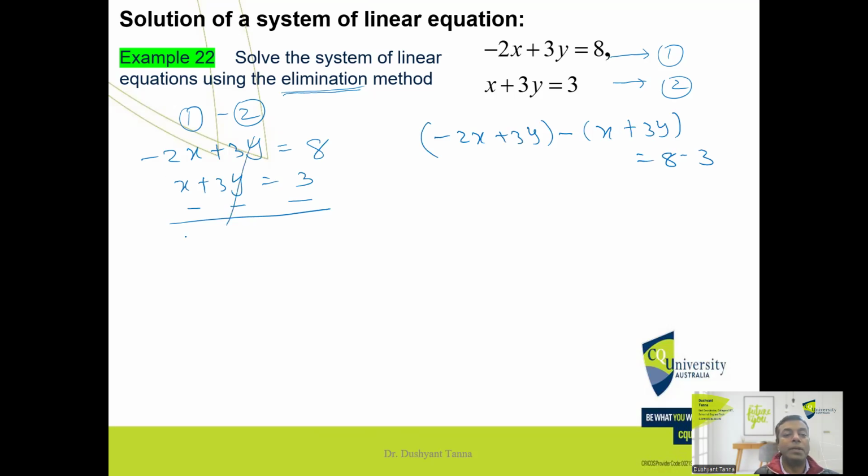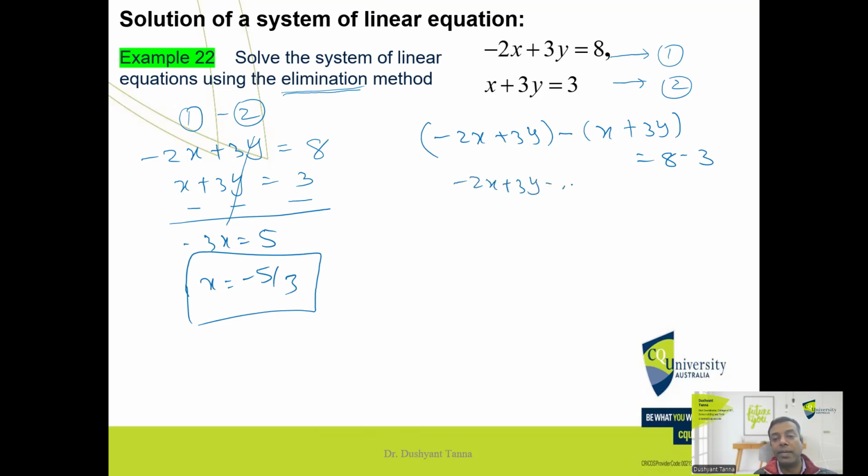Y will be gone. Negative 3x is 5, since 8 minus 3 is 5. x is minus 5 over 3. And the same thing would have happened here: minus 2x plus 3y minus x minus 3y is 5. That's gone. Minus 3x is 5. x is minus 5 on 3.